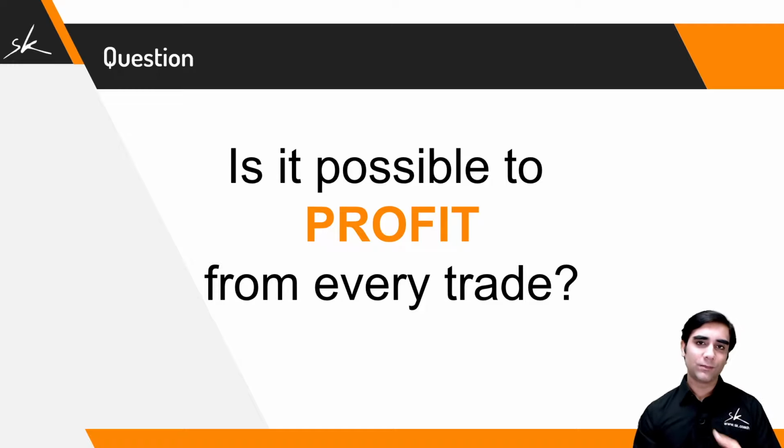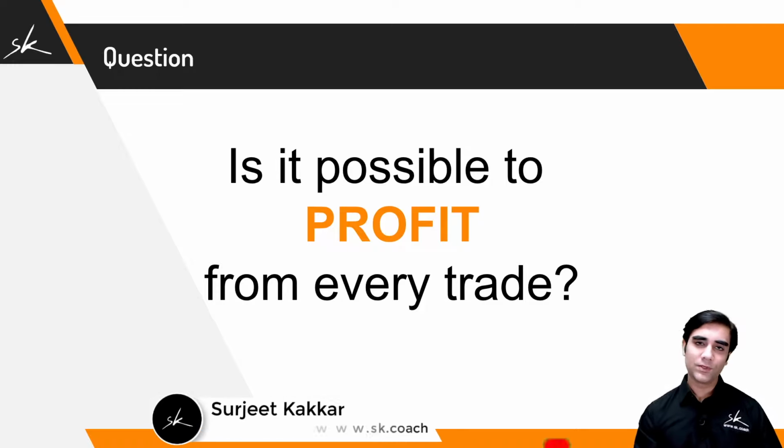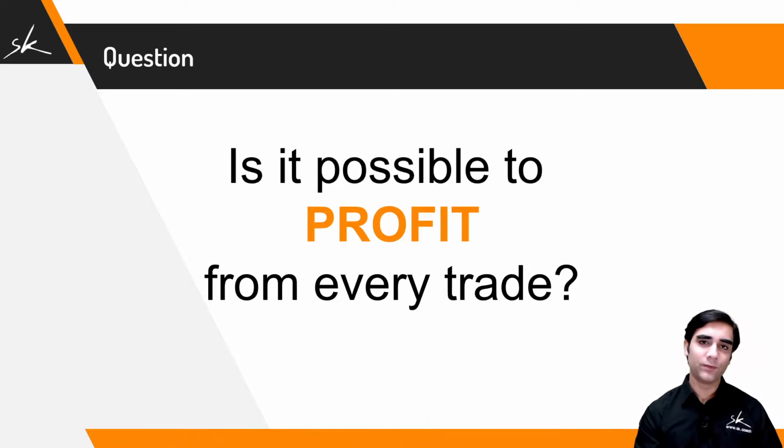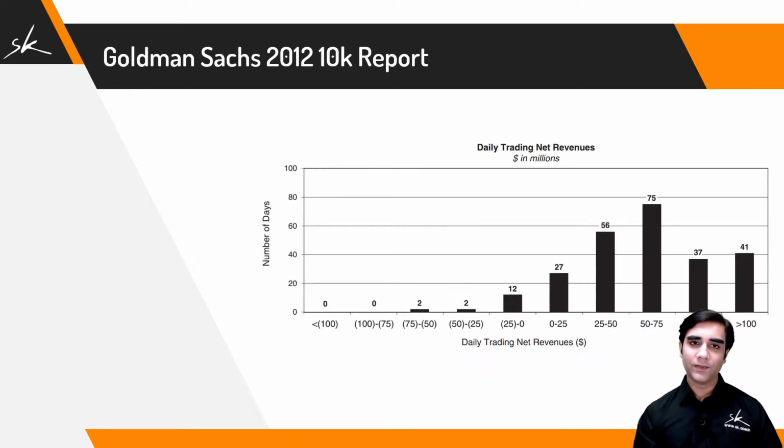So I'm sharing some screenshots from those reports. If you want to find these reports, you can just Google for Goldman Sachs 10K, and you will be able to find these reports for almost every year. It's available as a PDF document on their official website. Now I'm not showing you data for one single year. I'll be starting from 2012 till 2018, because the report for 2019 is not yet available.